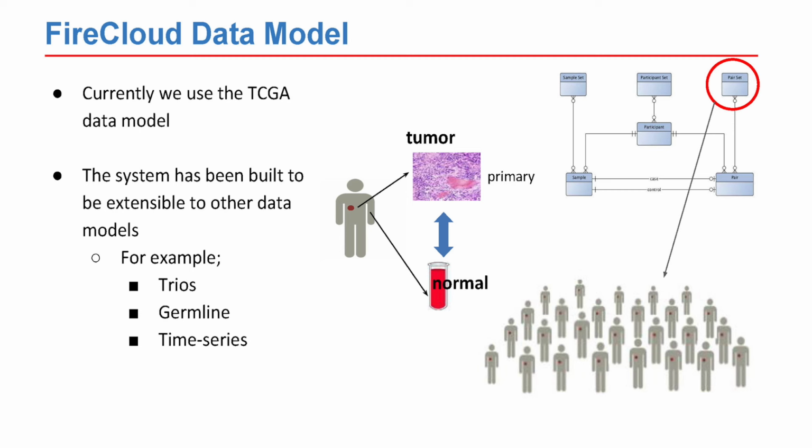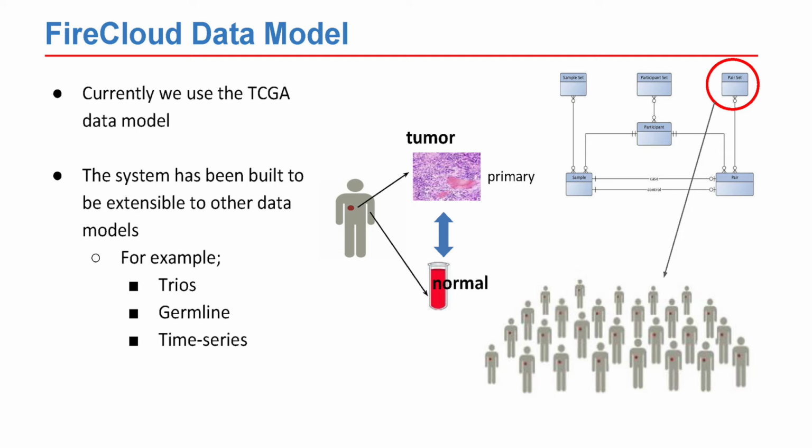One thing that's really important here is that currently in FireCloud, what we're using is the TCGA data model, which is based on pairs to a sample. There's a lot of complexity in that, but that's fundamentally the data model we're using now. The way we built the system is it's extensible to other data models. So for example, working with trios, working with germline data, working with samples that have a time course. All of those data models will be extensible.